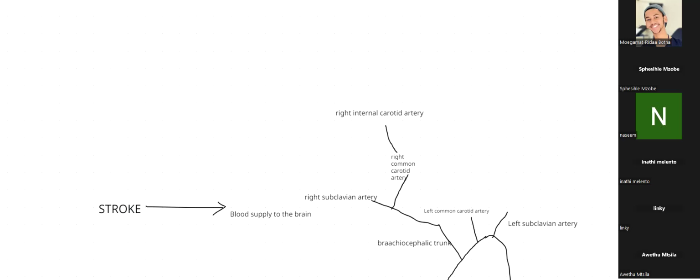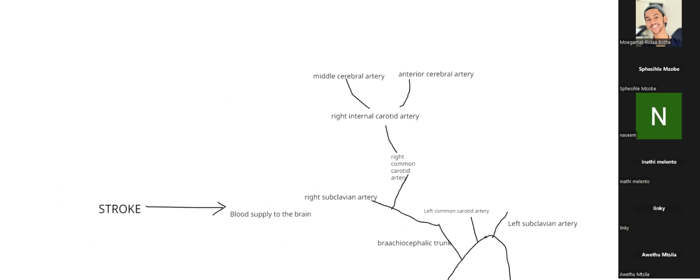And then if we just look at the right internal carotid artery, from there it branches into two very important arteries, which form part of your circle of Willis, and that is your anterior cerebral artery, as well as your middle cerebral artery.